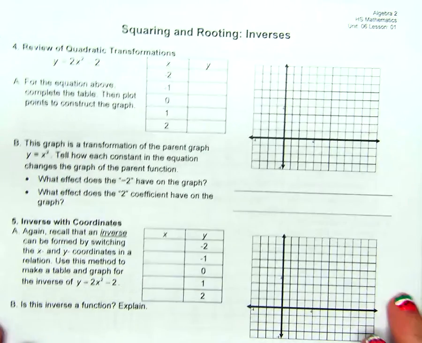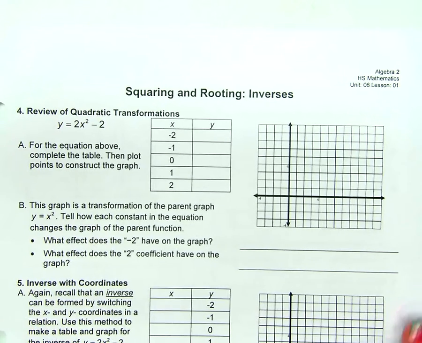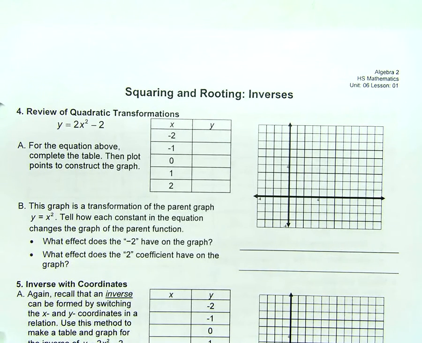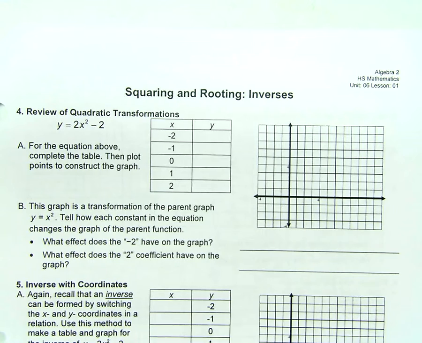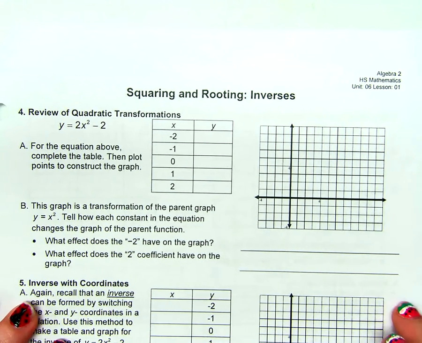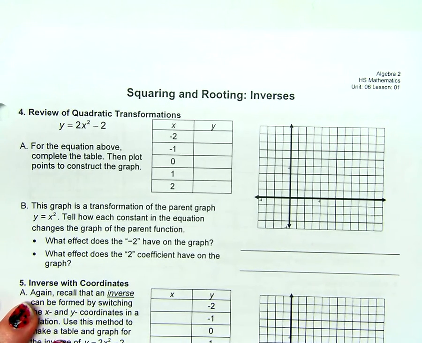Does that make things a little clearer on some of the questions you were thinking about earlier? Let's look at this review of quadratic transformations. So we're given that equation. For the equation above, complete the table, then plot points to construct the graph. We're not going to take the time to use our calculator for this. We are too smart for that. We're going to act like we are for just a second, okay?